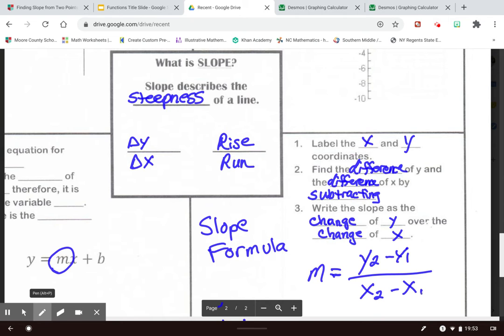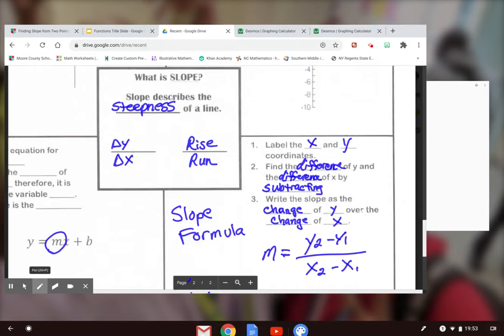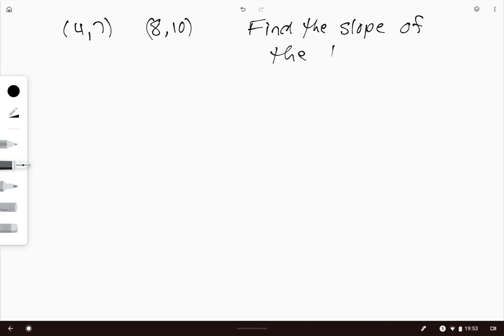All right, so let's go ahead and look at how we can use the slope formula to find the slope of a line when we only know 2 points. So if we come over here, let's suppose we have the points 4, 7, and the other point of 8, 10. And we are going to find the slope of the line. Okay, so what we're going to do is we're going to use the slope formula. So if you remember our steps over there, we're first going to label our x and our y. So there's x1 and y1. Then we have x2 and y2.